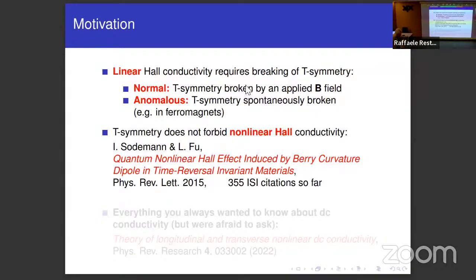I even don't like the title, because of "Berry curvature dipole." I told Sodemann, why dipole? There is no dipole there. He said, because it has the same symmetry as a dipole, right? But if it has the same symmetry as a dipole, it is not a dipole anyhow. So I decided to look at the problem from scratch.